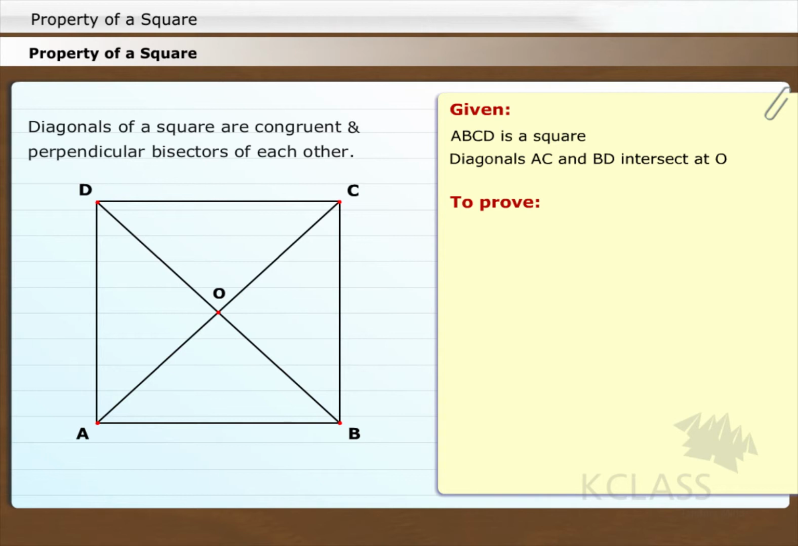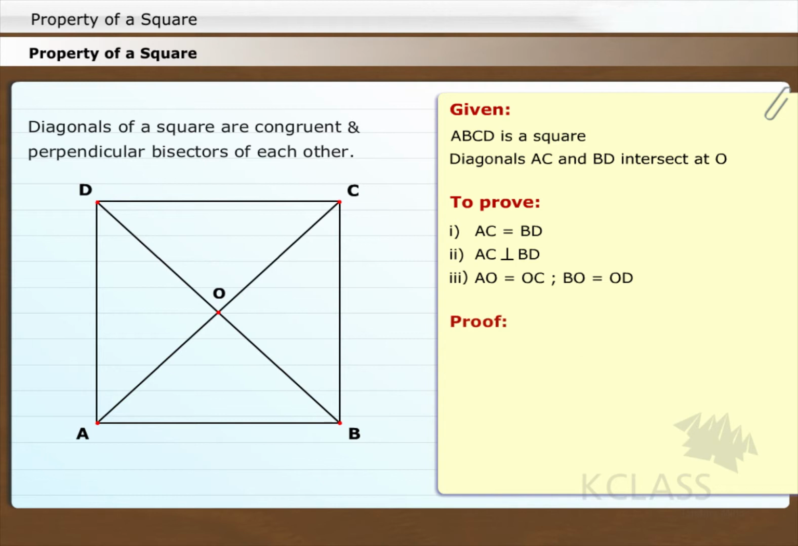This means that we have to prove 3 points. First, AC is equal to BD. Second, they make an angle of 90 degrees at the point of intersection. And third, that AO is equal to OC and BO is equal to OD.